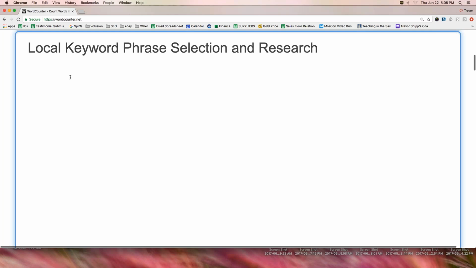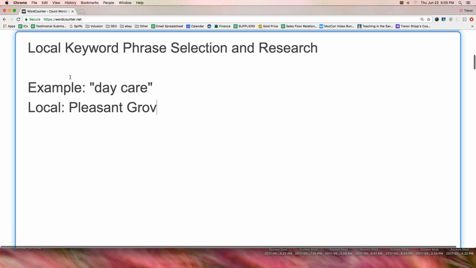Now, here's the beauty about doing local keyword phrase research. We'll say we're doing a daycare. So that's our example today: let's assume our business is a daycare. If I own this daycare, who are my customers? Well, my customer isn't somebody in another state or even 200 miles away in another city. My customers are going to be local to my area. So since my office here is located in Pleasant Grove, Utah, we're going to say that's where our little daycare business is located. And I want to know, as a business owner, what keywords people are using to search for my service, right?